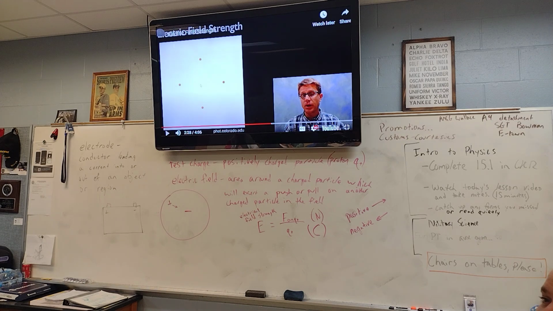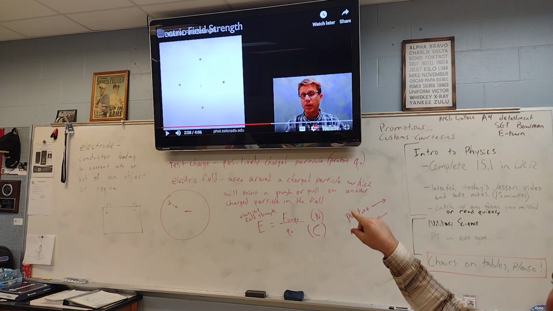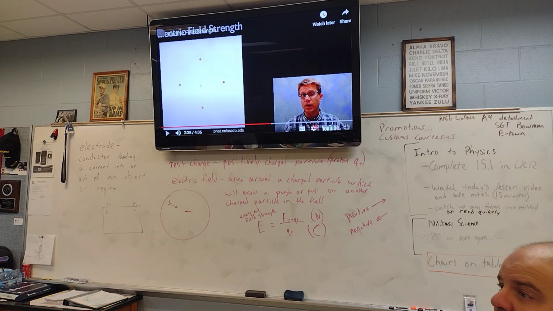If he puts a positively charged particle in there to generate an electric field, what are they going to do in relation to that charge? Positives and positives repel. So they're going to try to get away from that charged particle in the middle. If he puts a negative charged particle in here to generate the electric field, then they'll do what? They'll try to go towards that particle. The amount of charge affects the electric field strength.